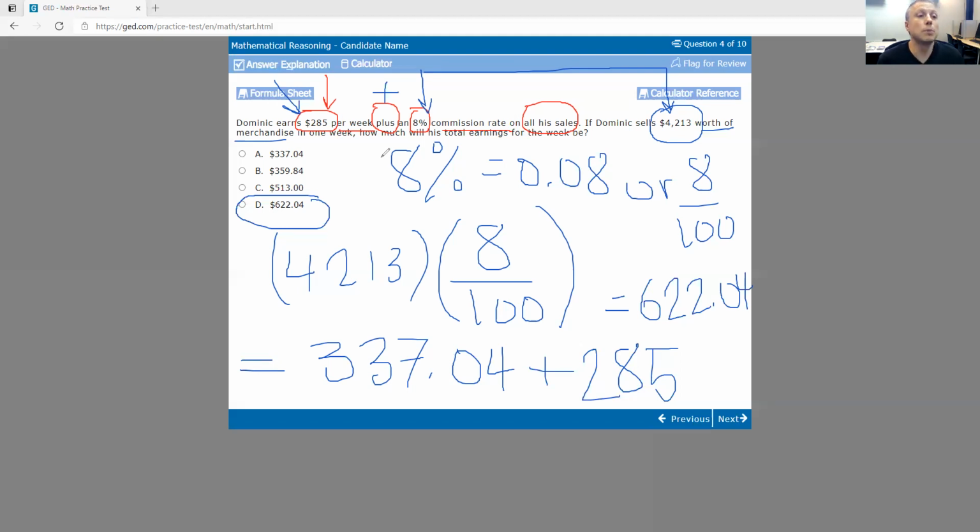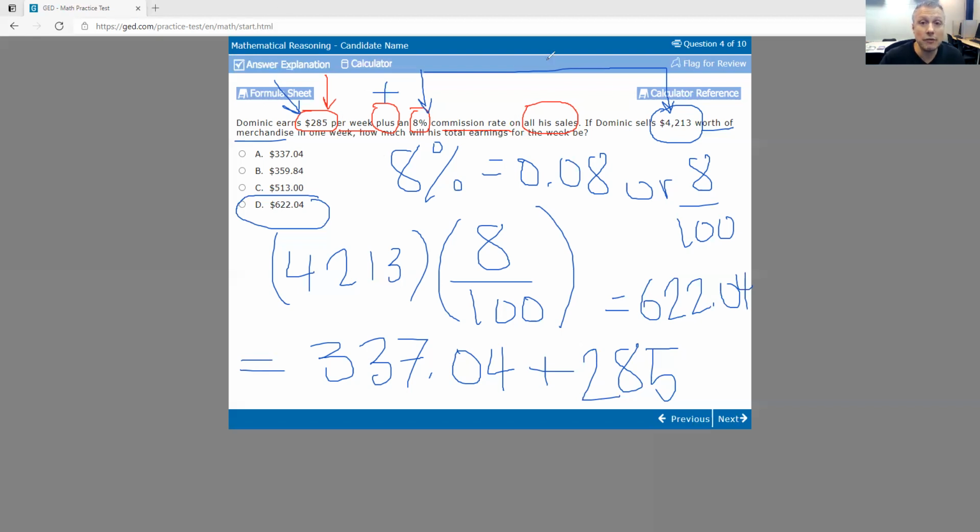How do we find 8% of $4,213? We try to multiply the money with the percentage. And the percentage has to be as a number, not a percentage. So either you divide by 100 or you turn it into a decimal by moving the decimal place twice over to the left, and then you multiply.